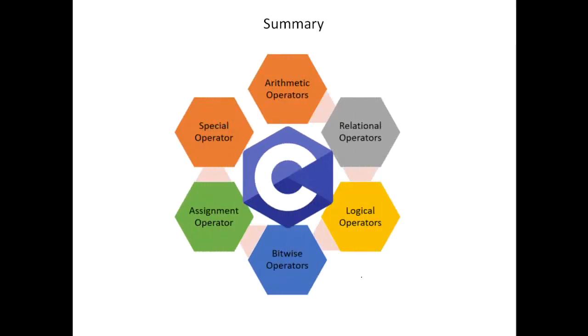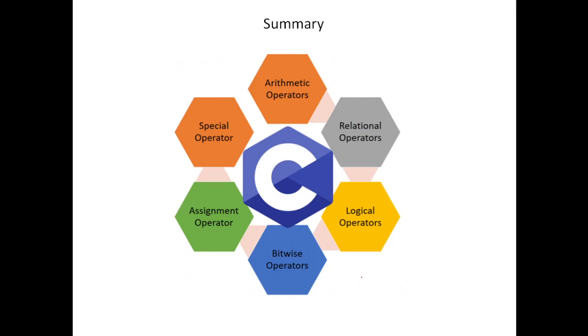So now it is time for the summarization. In this video, we have discussed assignment operators and special operators. In assignment operators, we have the simple assignment operator and the shorthand assignment operator. In the simple assignment operator, a value is directly assigned to the variable. In the shorthand assignment operator, an arithmetic operation will be performed and the result will be immediately stored in a destination variable.